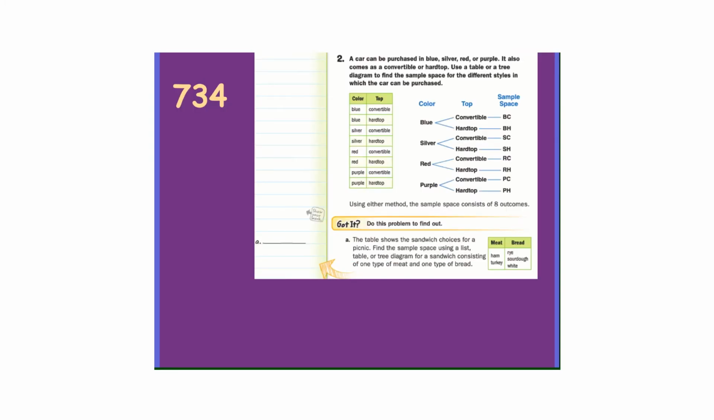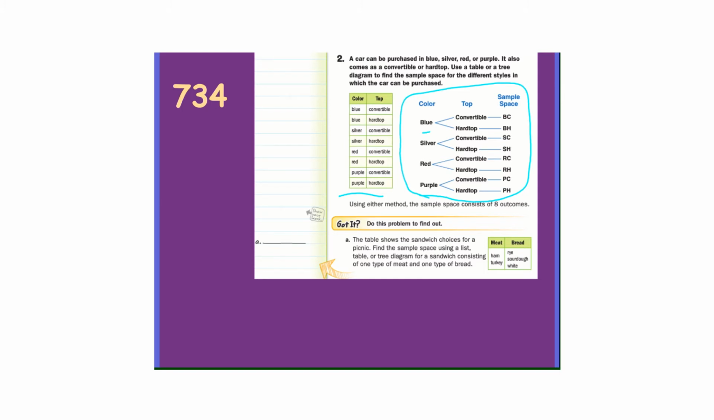Okay, number 2. A car can be purchased in blue, silver, red, or purple. It also comes as a convertible or a hardtop. Use the table or a tree diagram to find the sample space. So here's the table, and then this is what you call tree diagram. This one's kind of wrote out horizontally. A lot of times they're wrote out vertically, so you might see it look a little different than that, but that's okay. So these are the sample spaces.